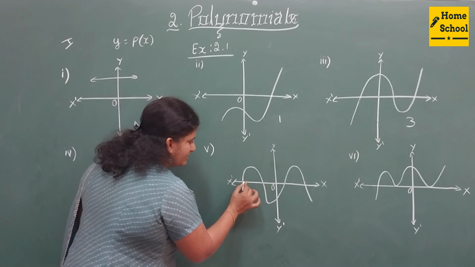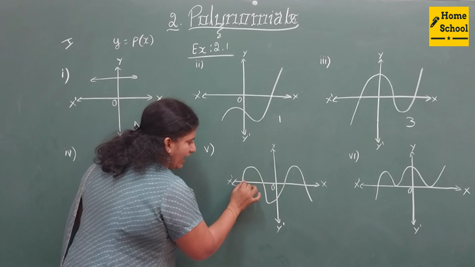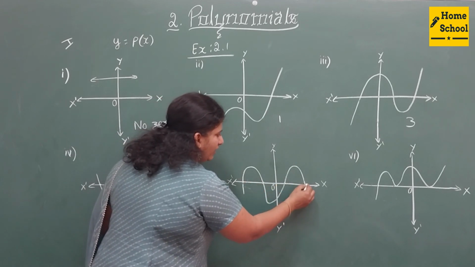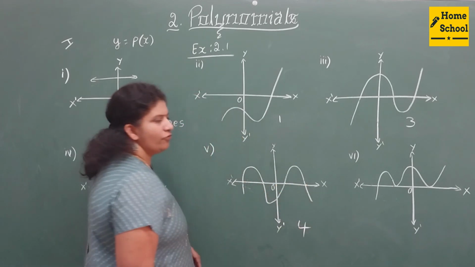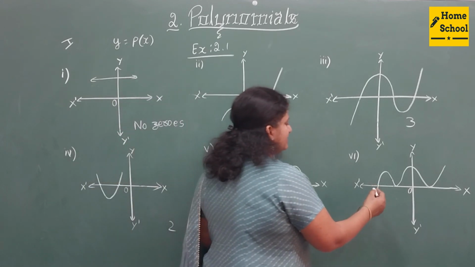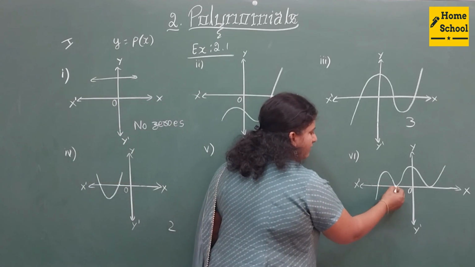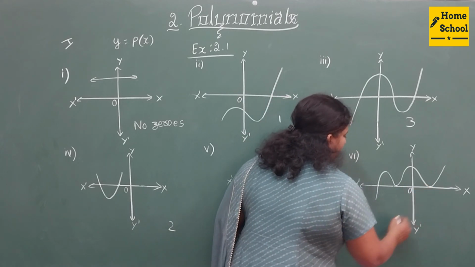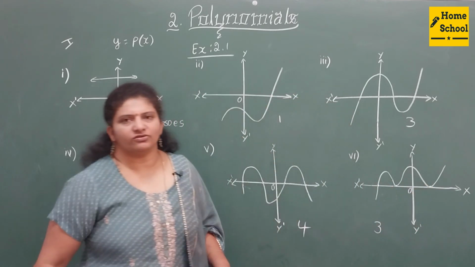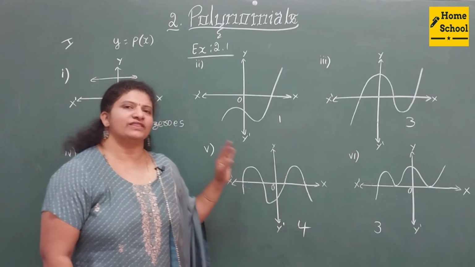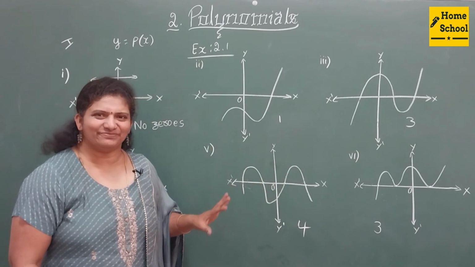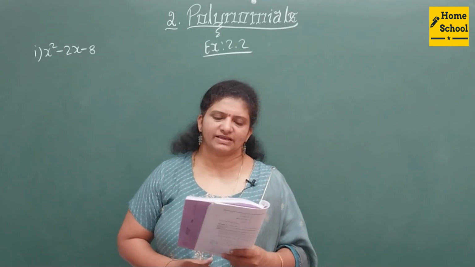On the x-axis, intersecting points 1, 2, 3, 4. Therefore, 4 zeros. See the last one here. 1, 2, 3. Therefore, there are 3 zeros. So all 6 problems within 1 minute you are going to complete. Let's start with Exercise 2.2.